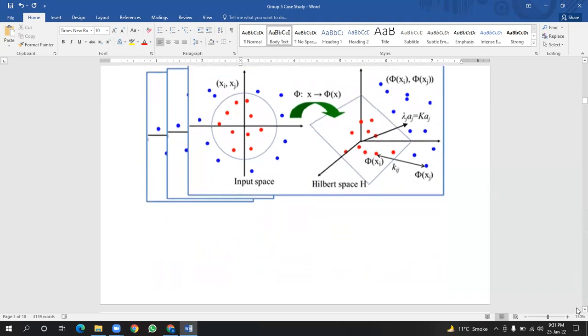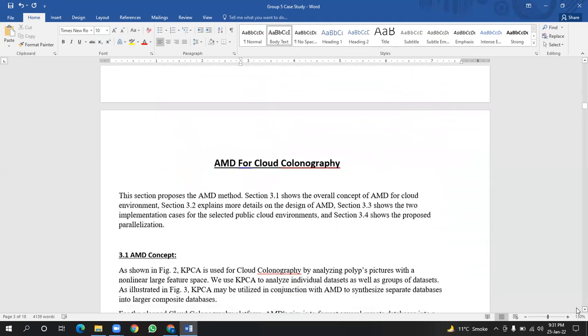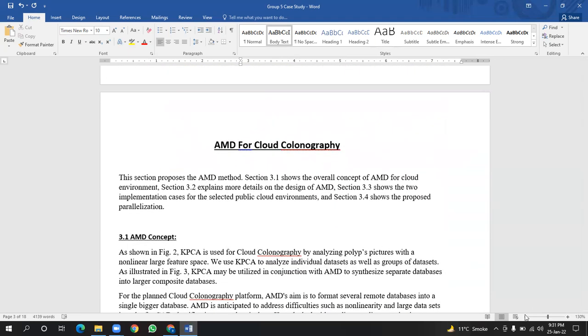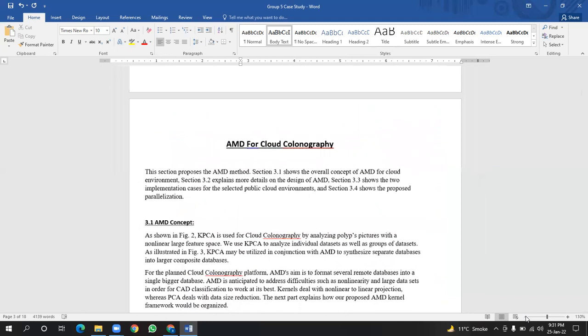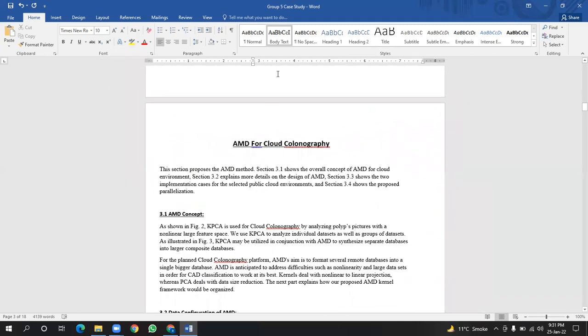So the next topic is the AMD for cloud colonography. Mohammad Alibut will explain the topic. Assalamu alaikum. My name is Mohammad Alibut, and my topic is AMD for cloud colonography.